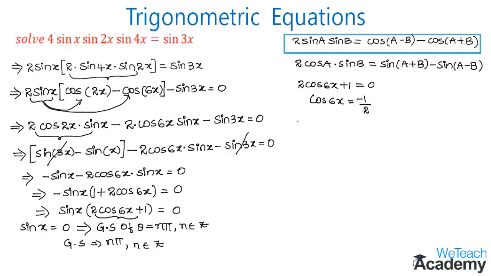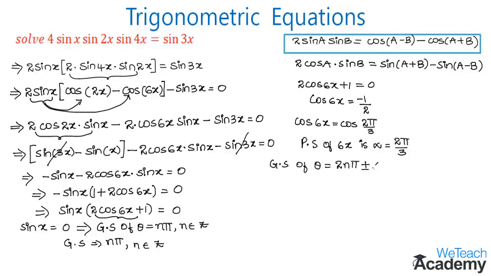We can also write this equation in terms of cos 6x is equal to the value of minus 1 by 2, which is cos 2 pi by 3. And now this equation is in the form of cos x is equal to cos alpha. So the principal solution for the angle 6x is alpha is equal to 2 pi by 3. And we already know that if the equation is in this form, then the general solution of angle theta is given by the formula 2n pi plus or minus alpha, where n belongs to integers. So by using this formula, we can find the general solution of angle 6x. So here we get 6x is equal to 2n pi plus or minus alpha, which is 2 pi by 3.